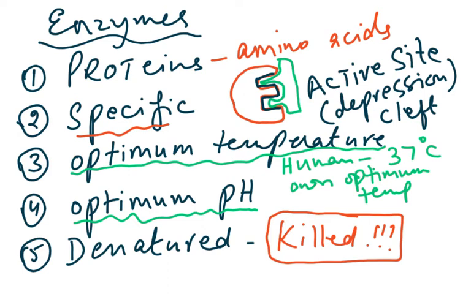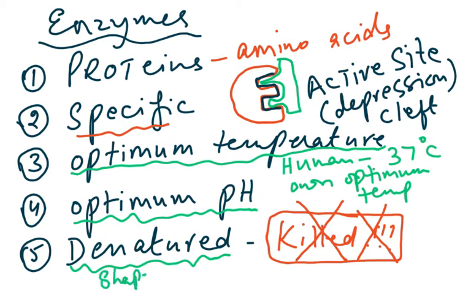Now the word which we use very often is that enzymes are denatured. Now the word that you use is killed. We say enzymes are killed. Enzymes are killed at high temperature. Now that is absolutely wrong. You do not use this word, enzymes are killed. Enzymes are denatured. Denatured means that the shape of the active site is lost. If the shape of the active site is lost, then the substrate no longer fits and the reaction is not going to proceed.